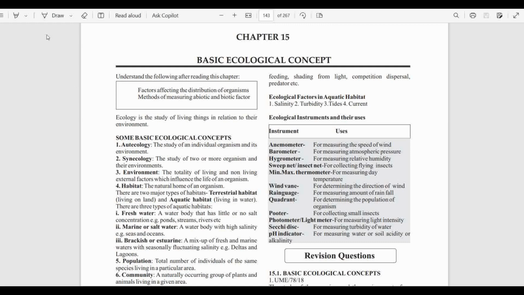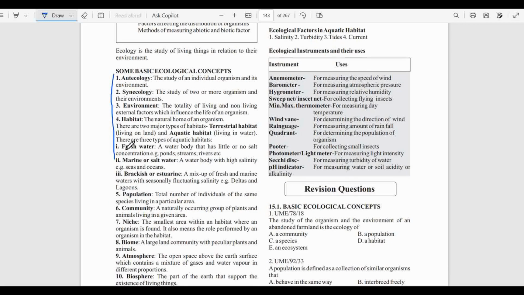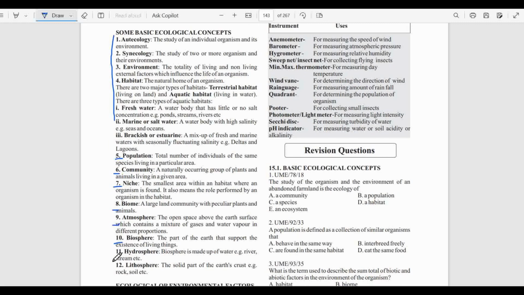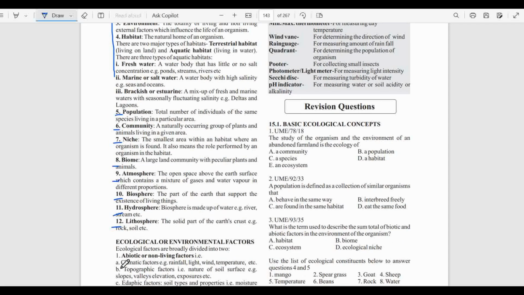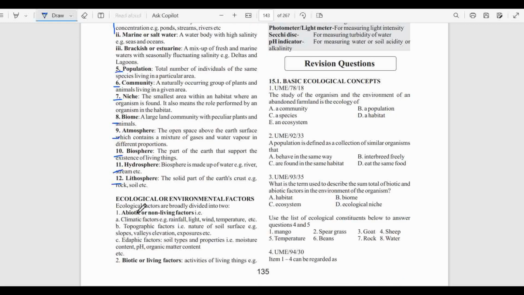So in the book, we have a very quick overview of the topic and how to define some basic ecological concepts, such as these you have here: ecology, environment, what is habitat, types of habitats, define what population is, define a community, define a niche, define a biome, define the atmosphere, define the biosphere, hydrosphere, lithosphere, and also environmental factors such as the abiotic or the non-living factors. What are they? The climatic factors such as rain, light, wind, I mentioned that. Topographic factors such as nature of soil, and also edaphic factors such as soil types and properties.